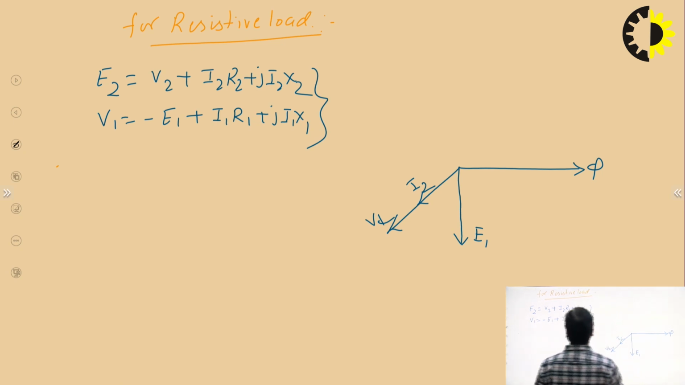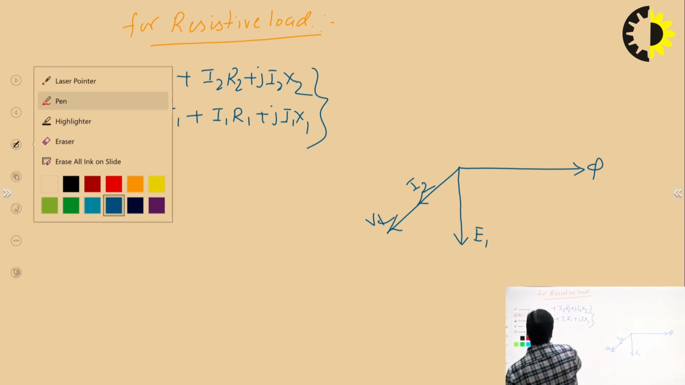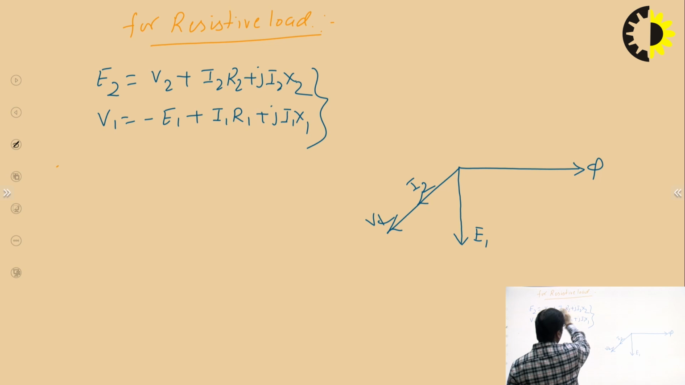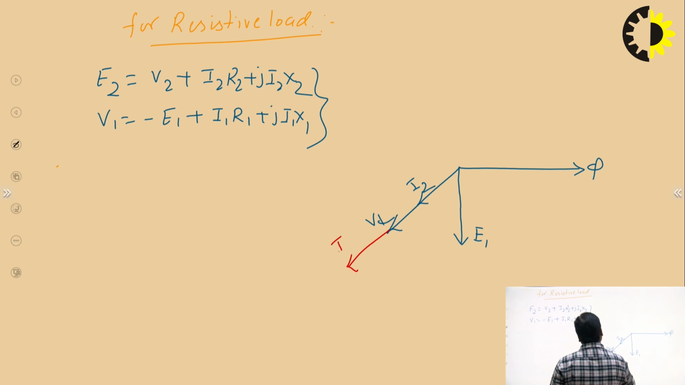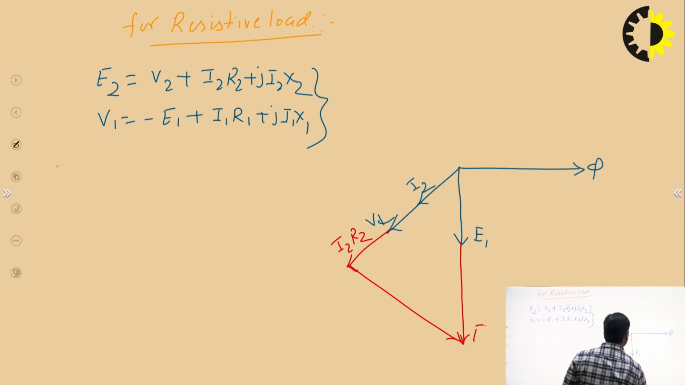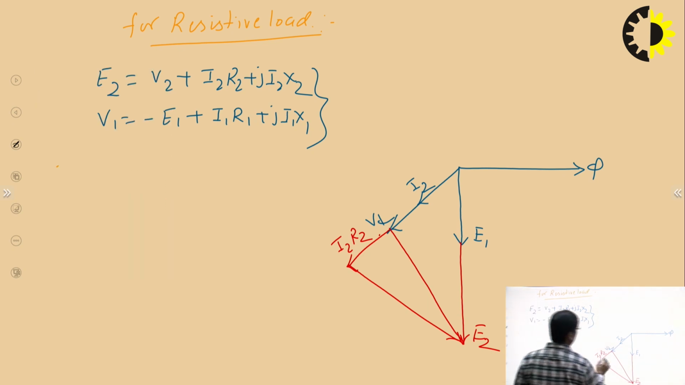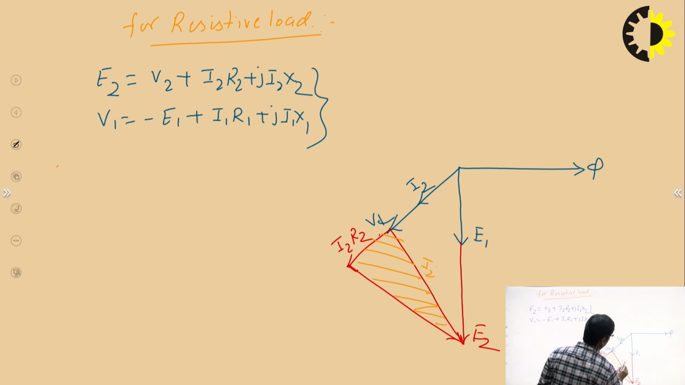And then we calculate the drop I2 R2, which should be in the phase of the current. This is the I2 R2. This is our E2, and this is the triangle. This is I2 Z2.